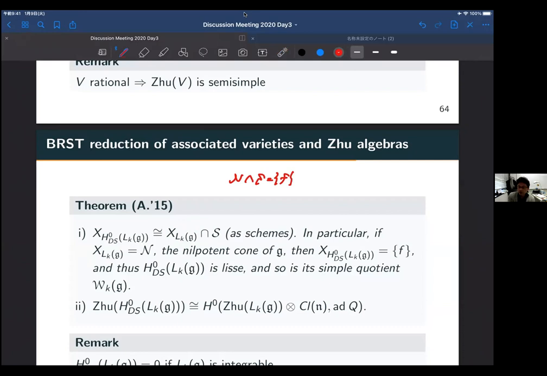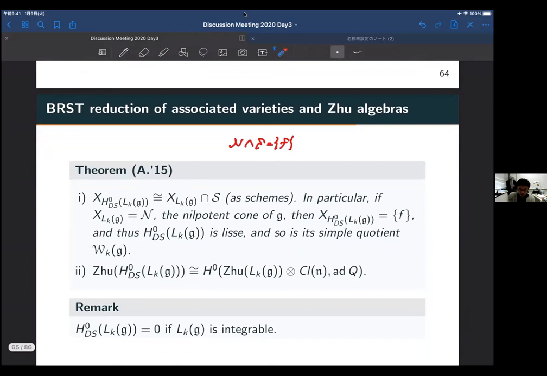So this is certainly zero dimensional. This means that this vertex algebra, the simple quotient of the W-algebra W^k(g), is lisse. So this reduces describing the associated variety to describing the associated variety for the affine vertex algebra.